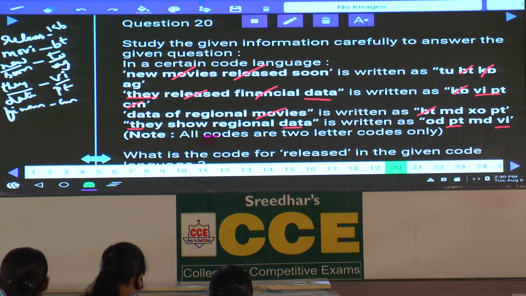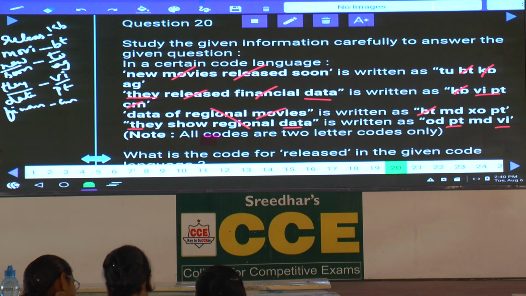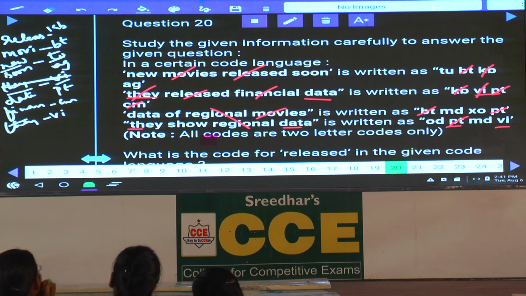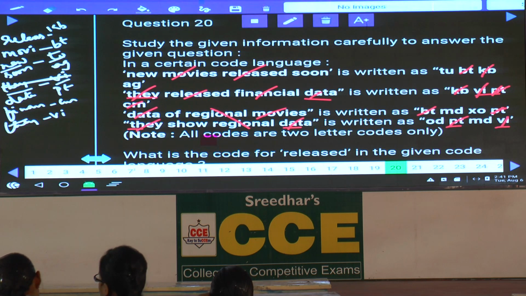Next one, data of regional. Regional is a word that has already been done, isn't it? Now between these two, data and what is the other thing left over here? They and data. Now data is common between the second, third and fourth. Are you following this one or not? Now second, third and fourth, what is the word which is common here? Data is common. As data is common, what is the code which is common? PT is common, and the code to the word data is PT. If data is PT, then they will be VI. Data is PT here also, and they is VI.